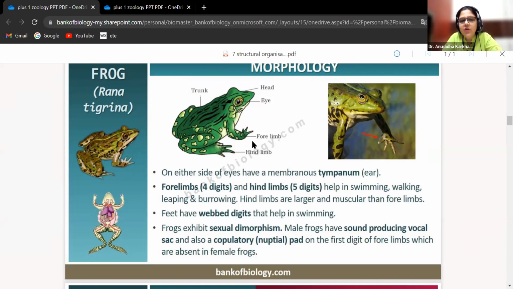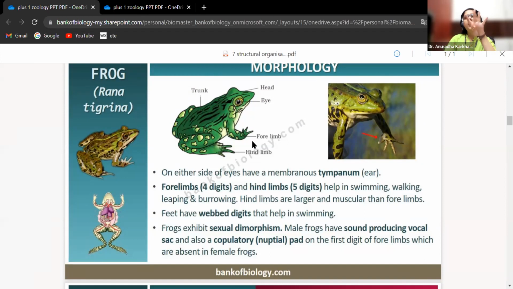Frogs exhibit sexual dimorphism. So you can make out female frog and male frog. Male frogs have sound producing vocal sac and also have a copulatory pad, जिसको हम nuptial pad कहते हैं, on the first digit of the forelimb, which are absent in female frogs. Now, this is a characteristic feature which you all should know and remember. Questions आएंगे इसके ऊपर अगर उनको पूछना है एक्सटर्नल तो, बिकॉज ये पॉइंट ऐसा है ना जो यूनिक फीचर है.